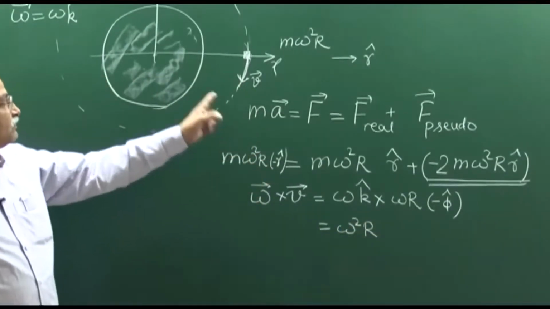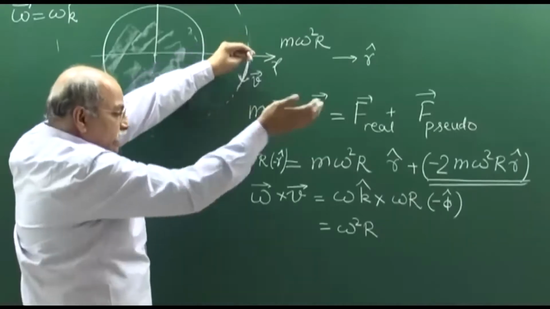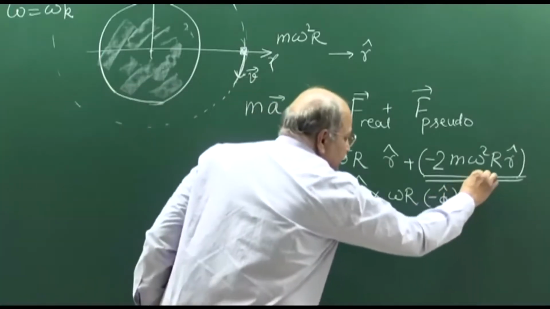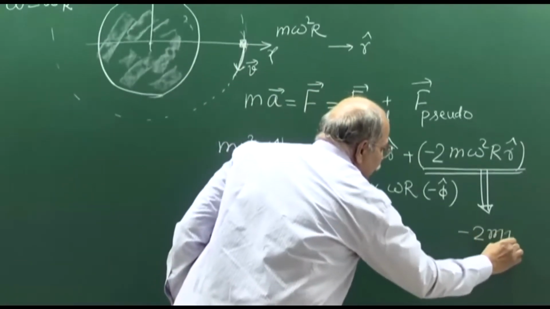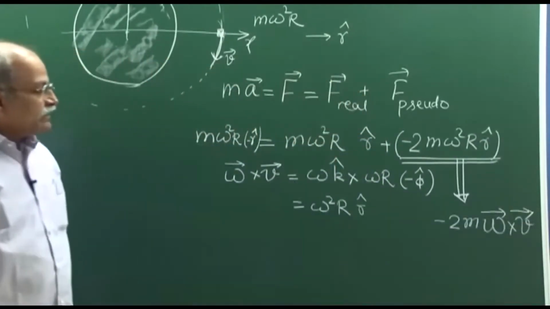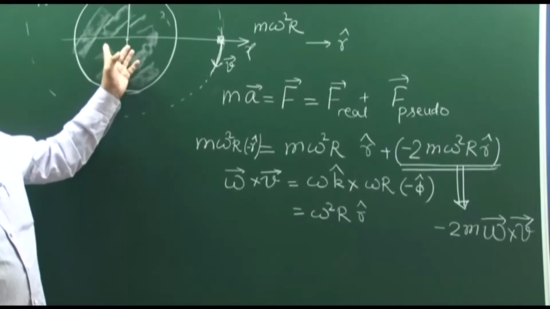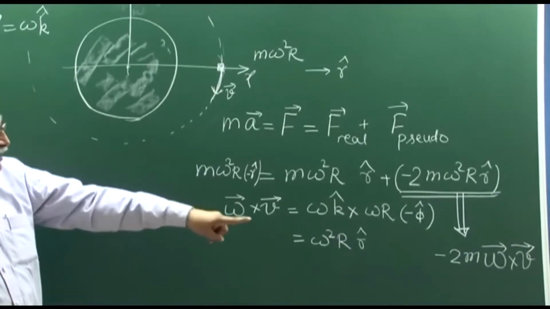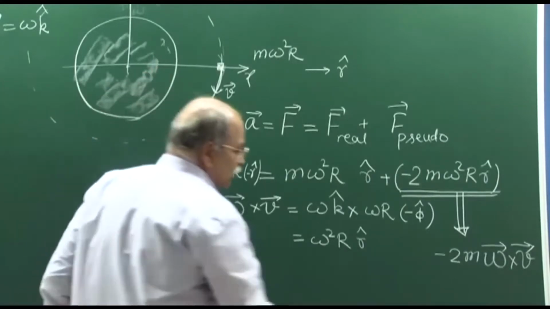And what is the direction of this vector? This omega vector is in this direction, v vector is this direction, omega cross v will be in r cap direction. So, this yet another pseudo force here, I can write as minus 2 m omega cross v. M is the mass of the particle, omega is the angular velocity of this rotating frame. Remember, I have to take the direction also into account, and then cross product velocity. This is velocity of the particle with respect to this rotating frame, and this term is called Coriolis force.